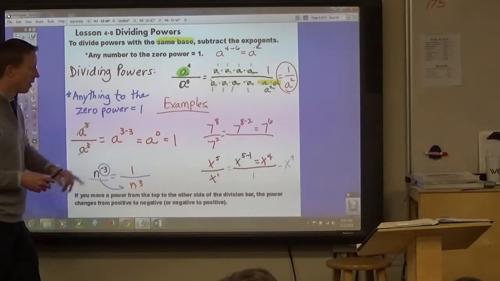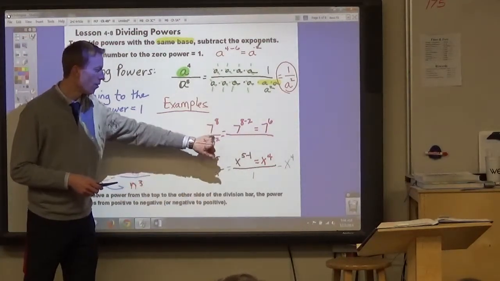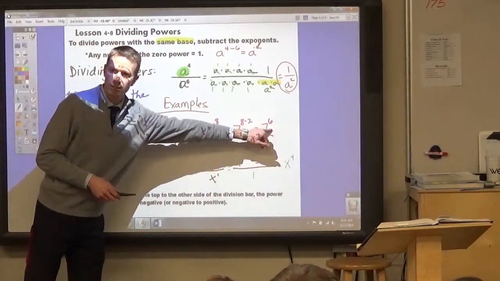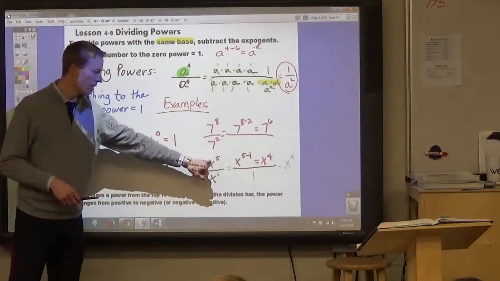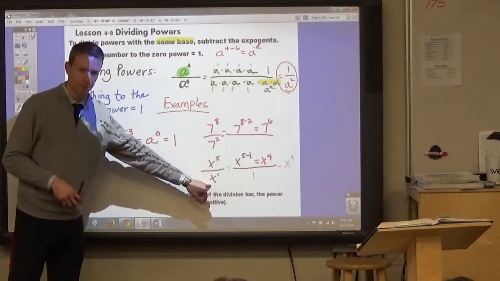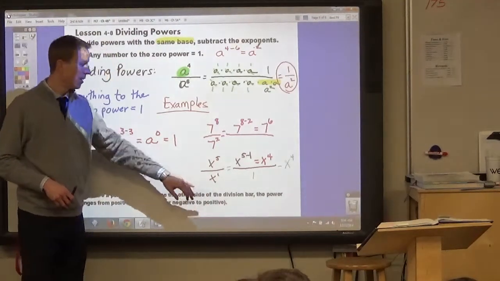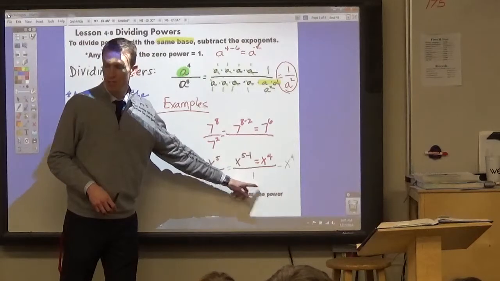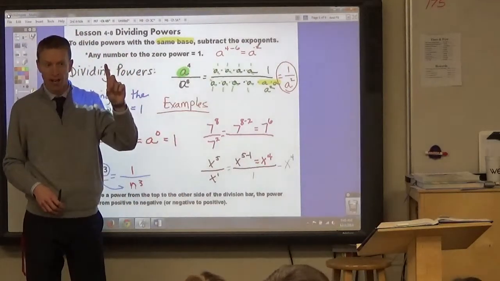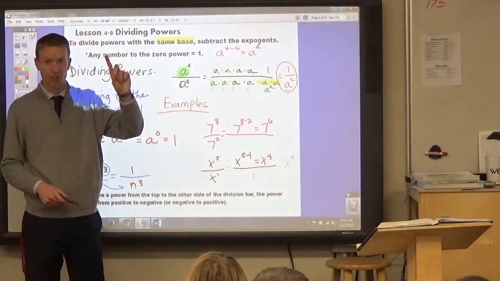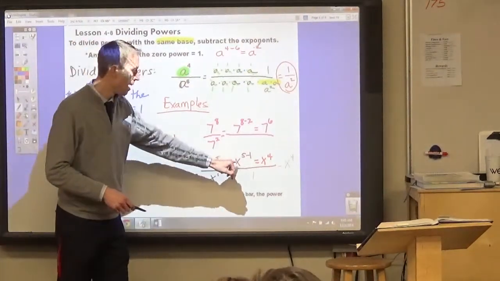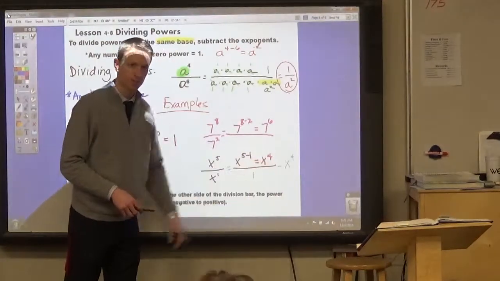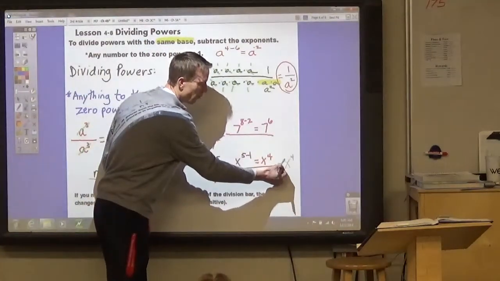Now, here's another example. 7 to the 8th power over 7 to the 2nd power. 7 to the 8 minus 2 is 7 to the 6th power, right? Here's one with letters. X to the 5th over X to the 1st. Well, if we canceled out all of the X's, there'd be 0 left on the bottom. Any number to the 0 power is 1, right? So, X to the 5th minus 1 is X to the 4th. That equals X to the 4th power.